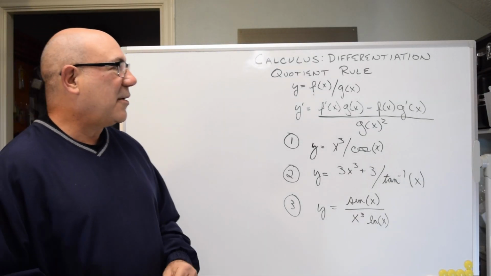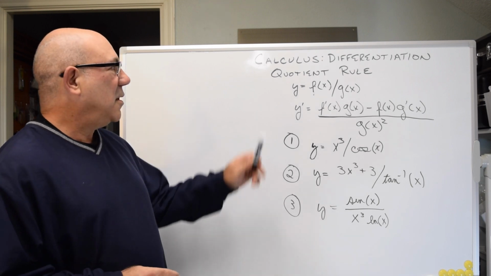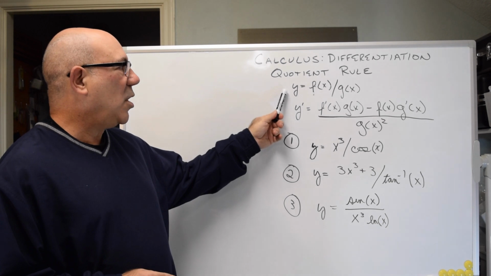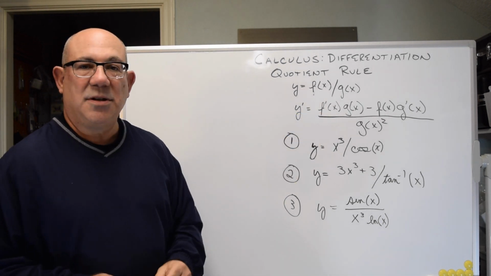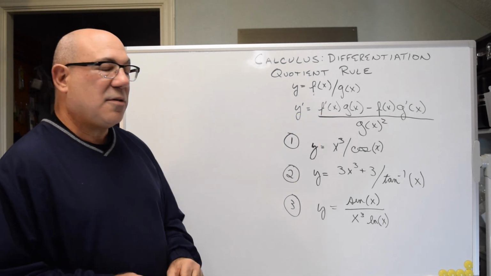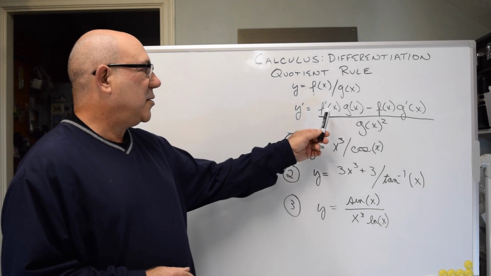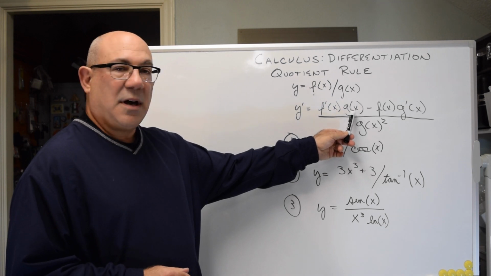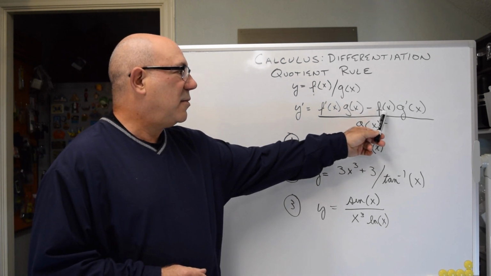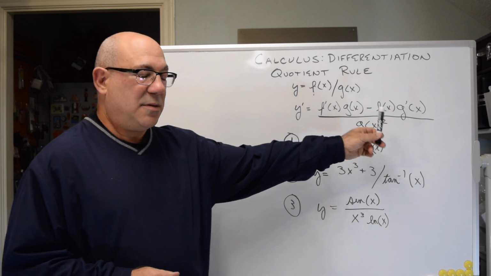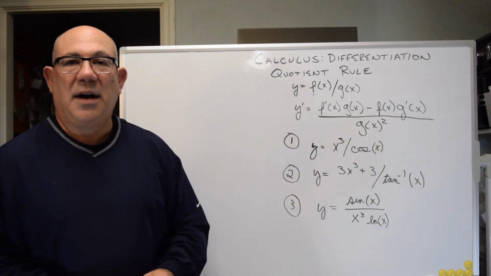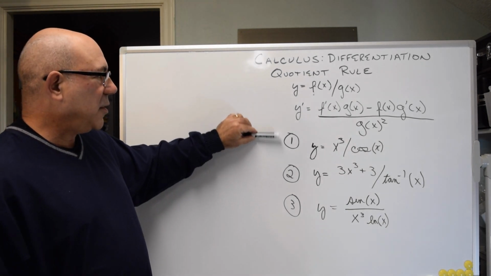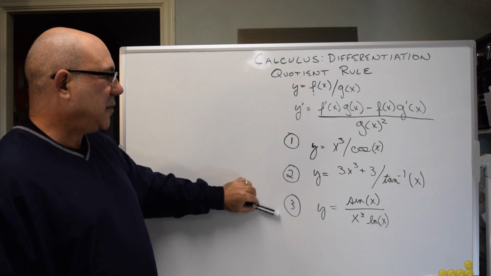Today we're going to do a little bit of calculus. We're going to focus on differentiation. We're going to learn a little bit about the quotient rule, which says when you have a function y made up of the division of two functions, then the derivative of y will be the derivative of the numerator times the denominator minus the numerator times the derivative of the denominator, and then you divide that by the denominator squared. So we're going to work this through three examples.